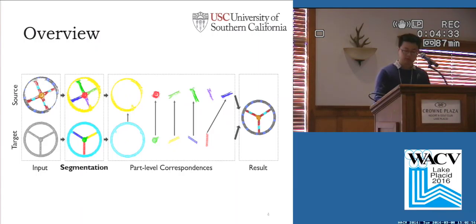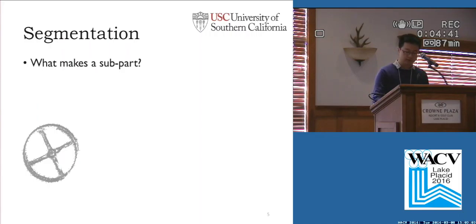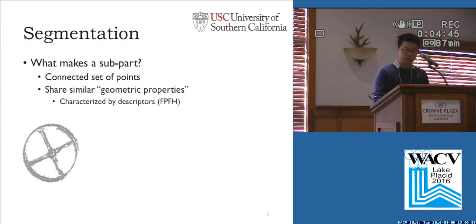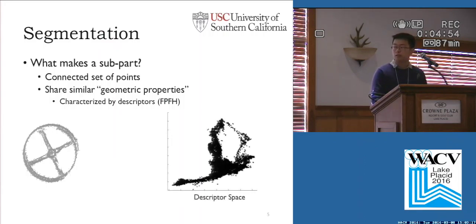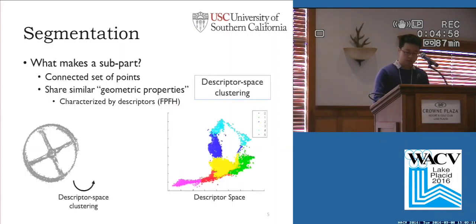Let's first discuss segmentation. So what makes a subpart? Our observation is that it is a set of points connected in Euclidean space and also sharing similar geometric properties, which can be characterized by local geometric descriptors. Which means if we embed the point clouds into a high-dimensional descriptor space, a subpart is likely to form a cluster in that space, and we can apply unsupervised clustering in this high-dimensional descriptor space.